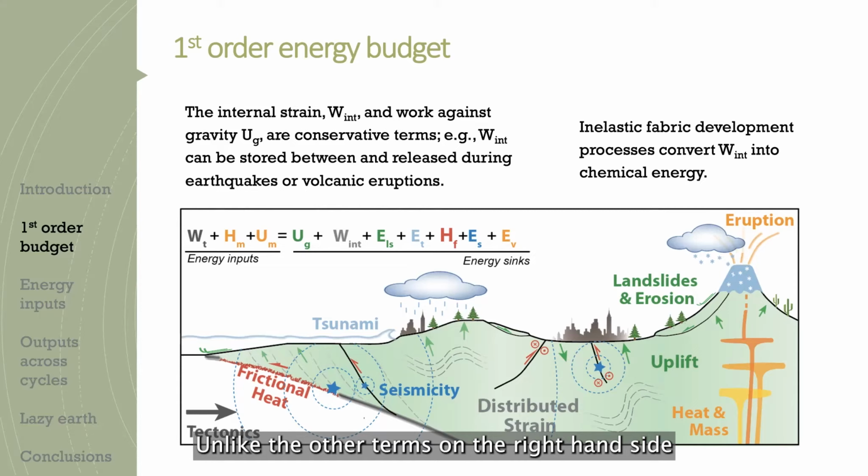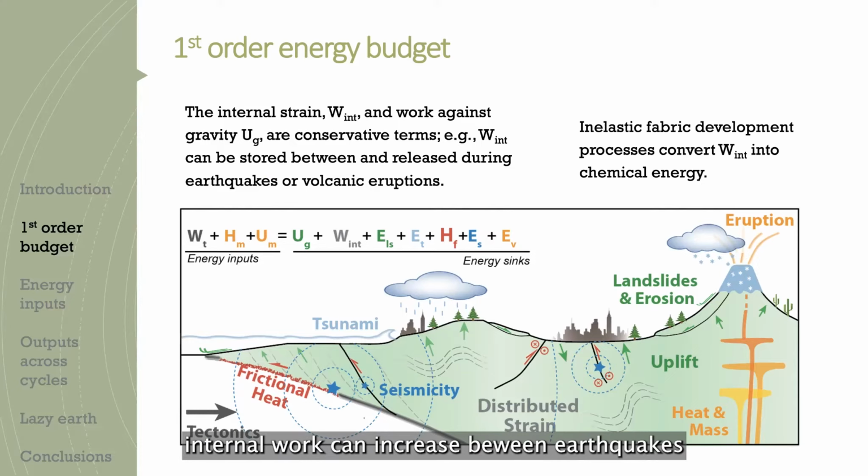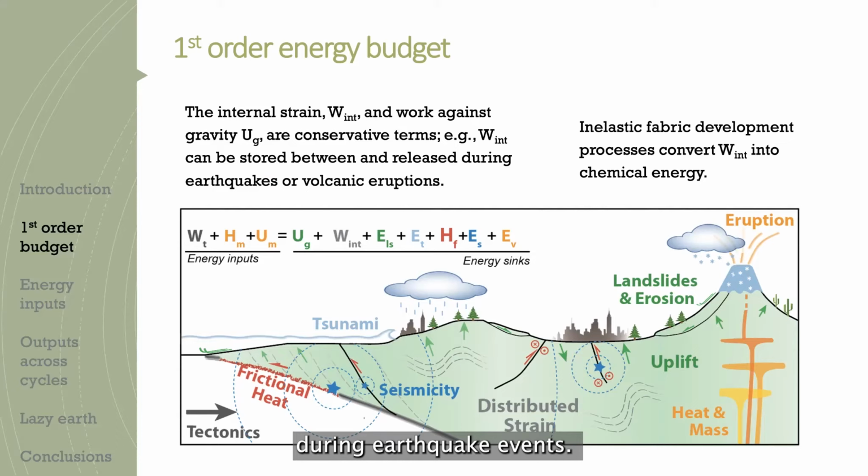Unlike the other terms on the right-hand side, like heat, that are lost to the system, the gravitational potential energy and internal work are conservative energy terms. This means that they can either store or release energy. For example, internal work can increase between earthquakes as strain builds in the interseismic period, and then release that stored energy during earthquake events.